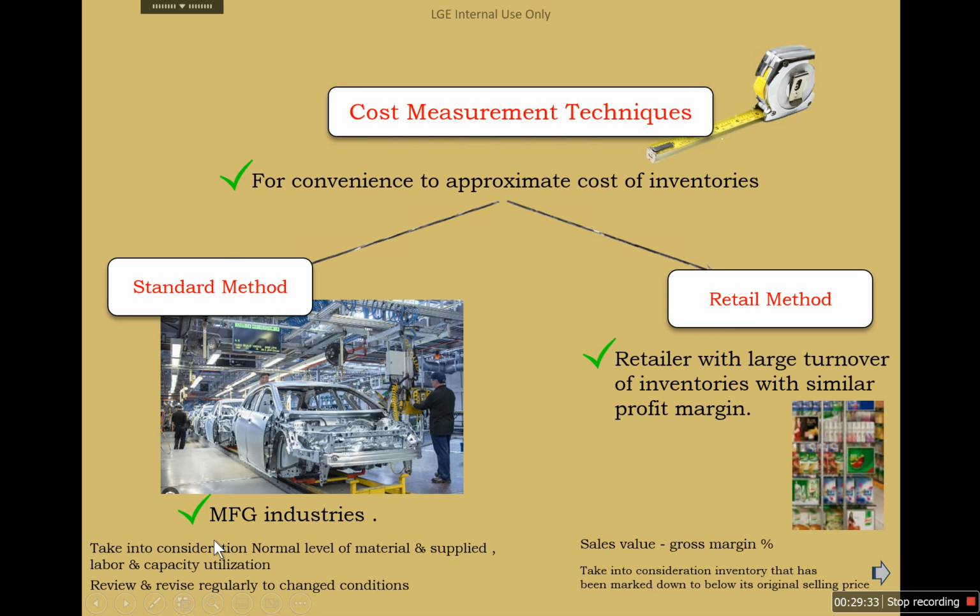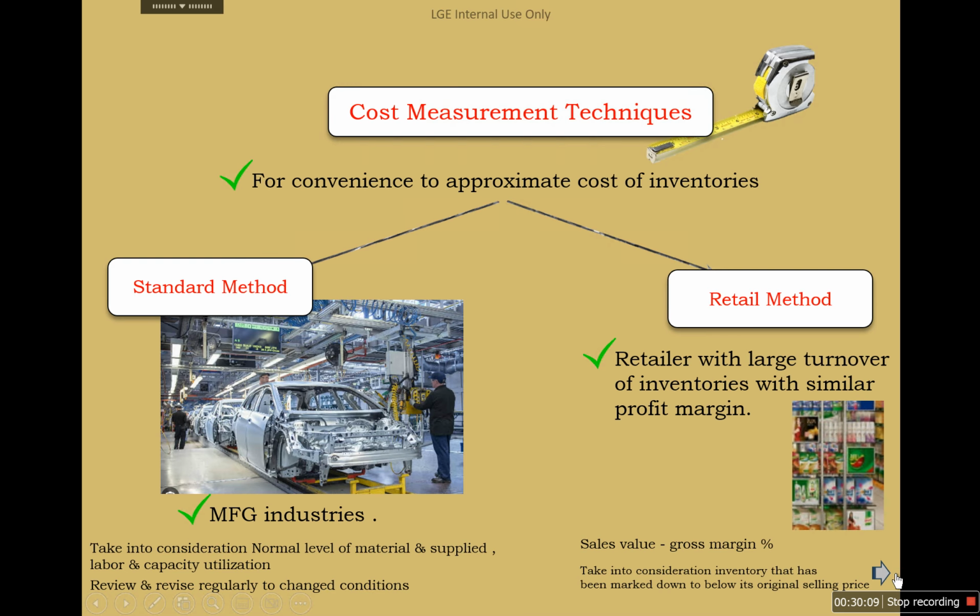For the purpose of the standard cost method, we need to take into consideration the normal level of material and supply, labor and capacity utilization. And the standard must be reviewed and revised regularly to reflect changed conditions. Normally the drawback in the standard method is that we need to calculate the actual cost also, vice versa, to check whether the result as per the standard method is equal to the actual cost method.